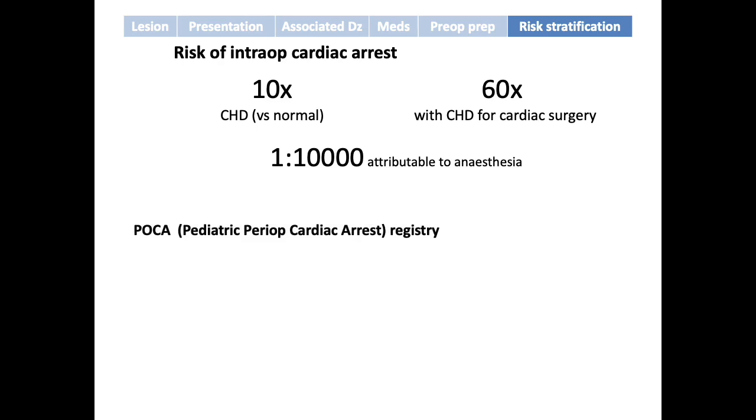Based on the Pediatric Perioperative Cardiac Arrest Registry in the United States, the children with the highest mortality rate are those with single ventricle physiology, severe aortic stenosis as well as cardiomyopathy. These also form 75% of the pathology in children who die from perioperative cardiac arrest. Out of these patients, 75% are also less than 2 years of age.